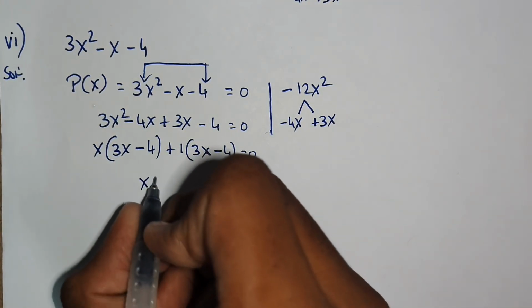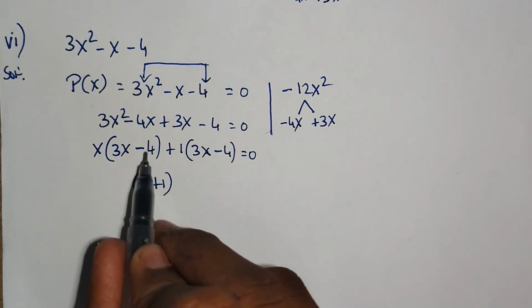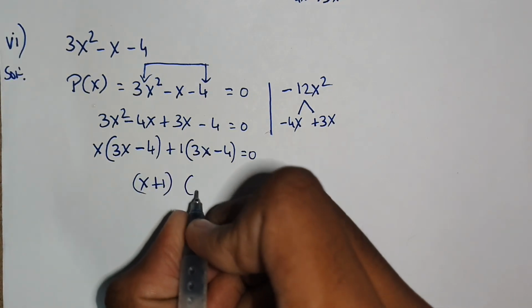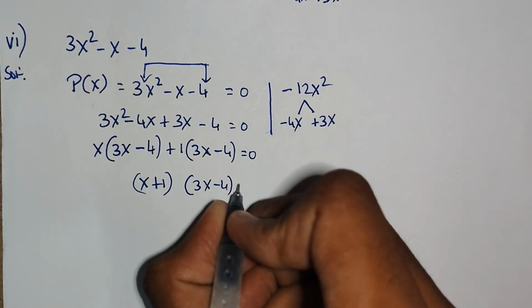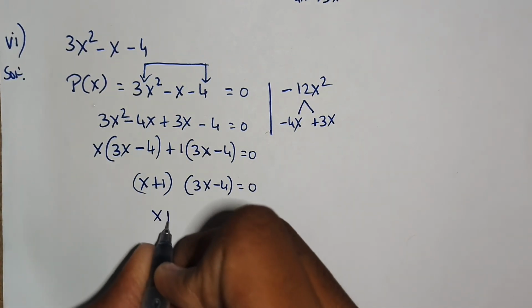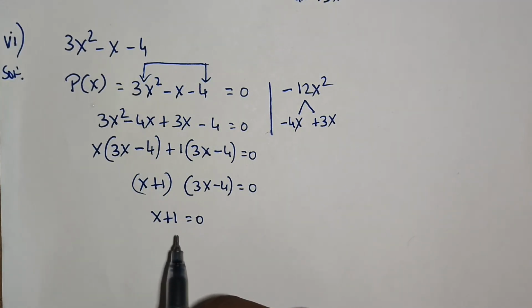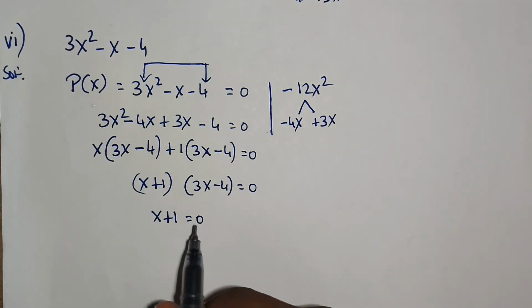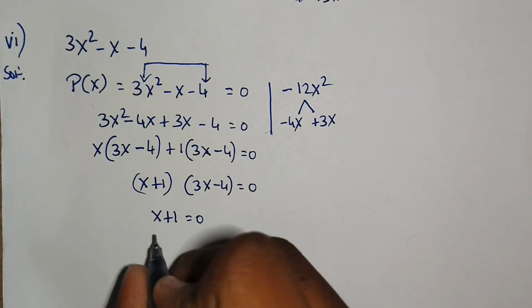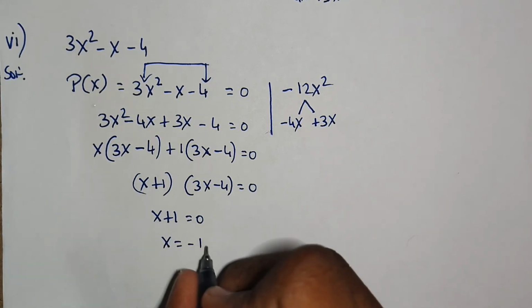Now x plus 1 into 3x minus 4. There are two 3x minus 4s there, we take one 3x minus 4, equals to 0. These two factors give 0. So x plus 1 equals to 0. If we transfer 1 to the right side of the equation, it becomes x equals to minus 1. This is one of the zeros.